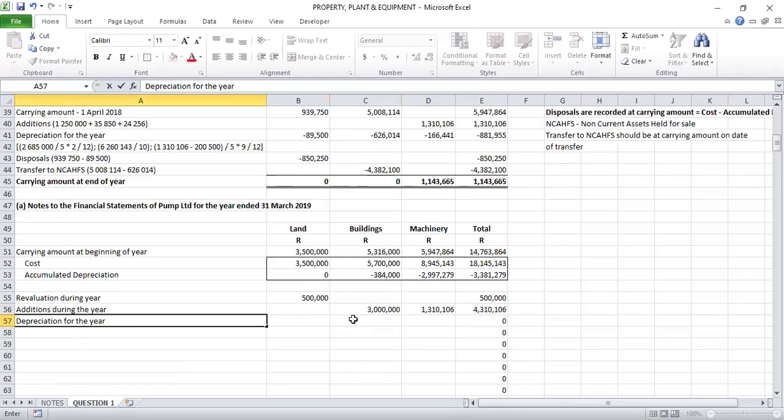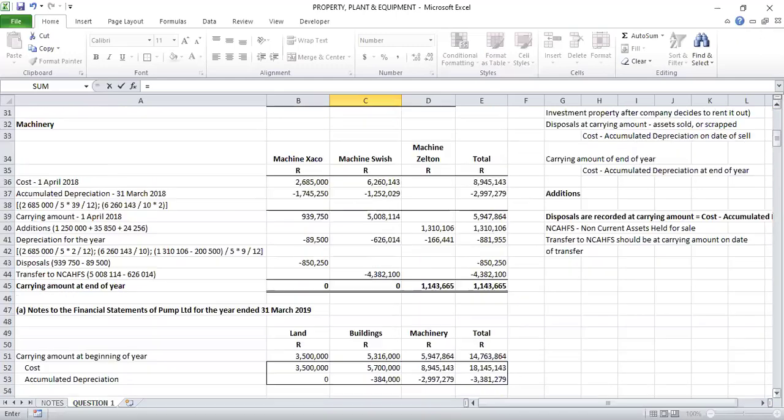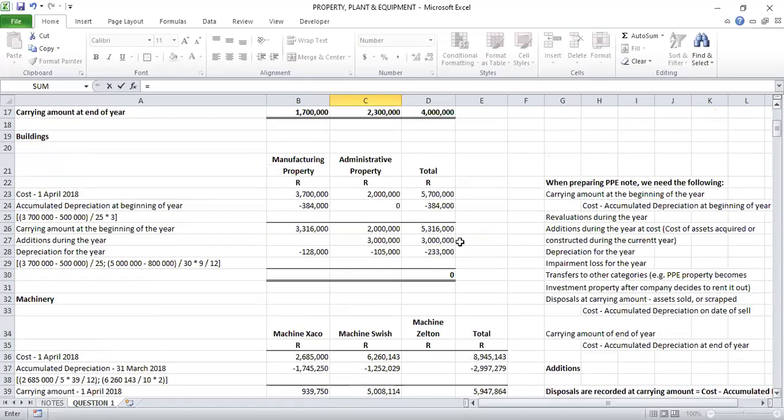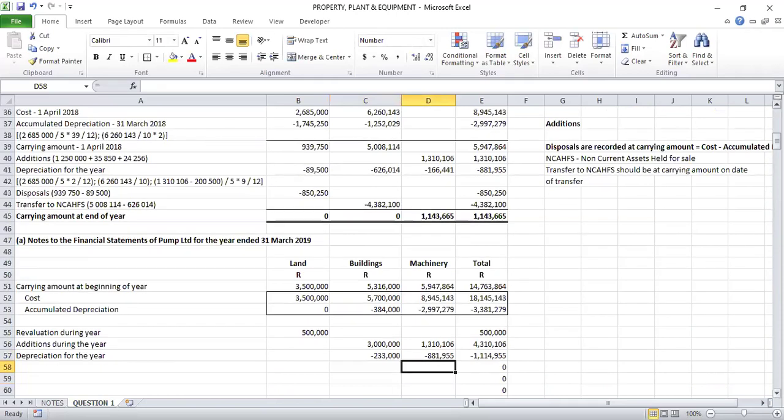There's no depreciation on land. On buildings, our depreciation for the year, we had 233,000. And on machinery, our depreciation for the year, we had this one, 881,955. So you see that if you have got your calculations and they are structured, you just be extracting. That's why I say that the note will not take you time.